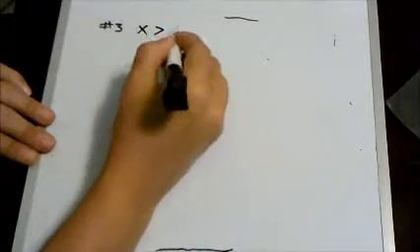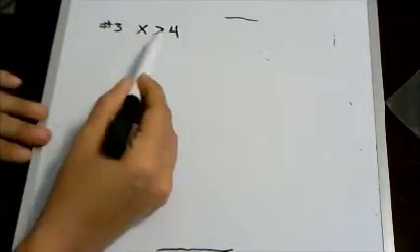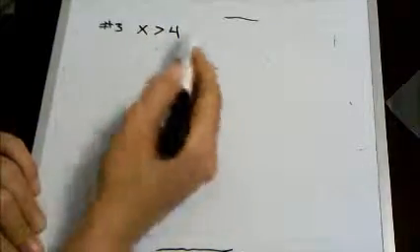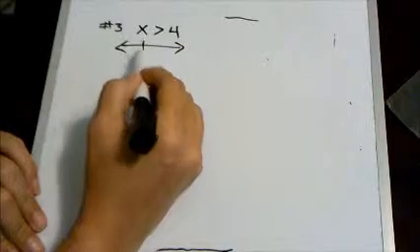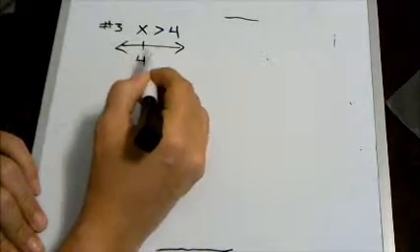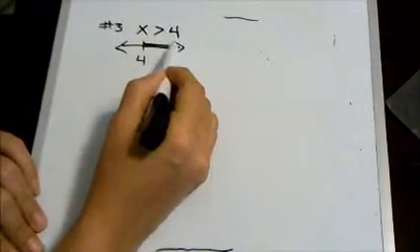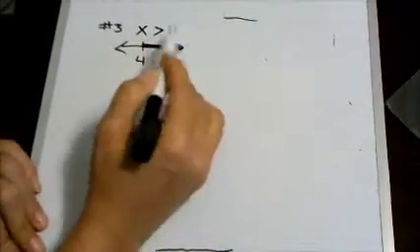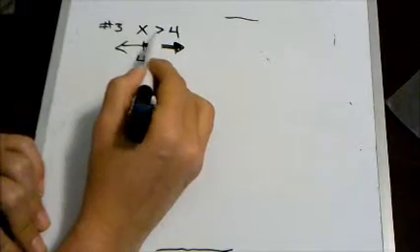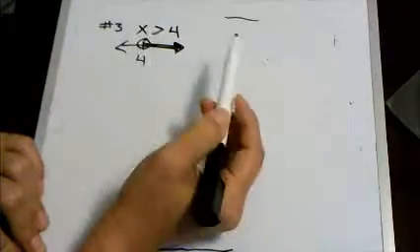X is greater than 4. Notice that the greater than sign always points to the smaller number. So x has to be bigger than 4. So if we have 4 here, your x is on this side because it's bigger than the number 4. Remember, bigger always is on the right. And because it's a sign like this, you have an open circle.